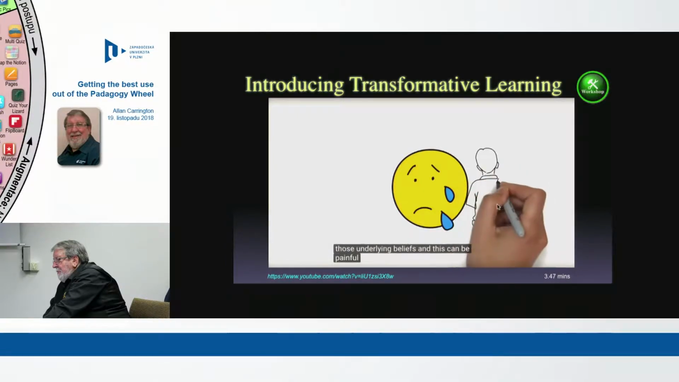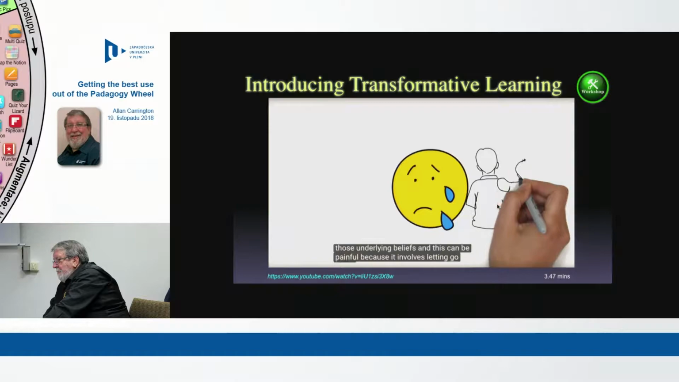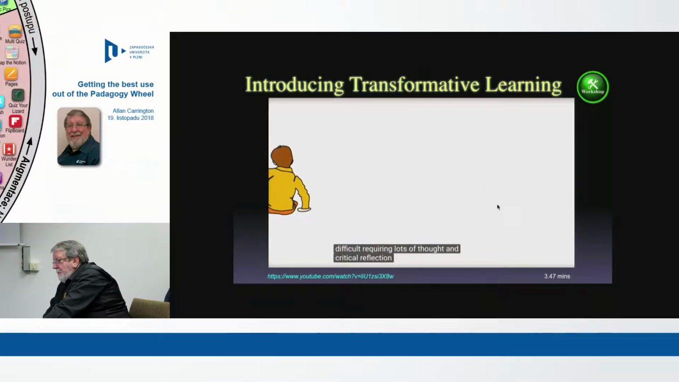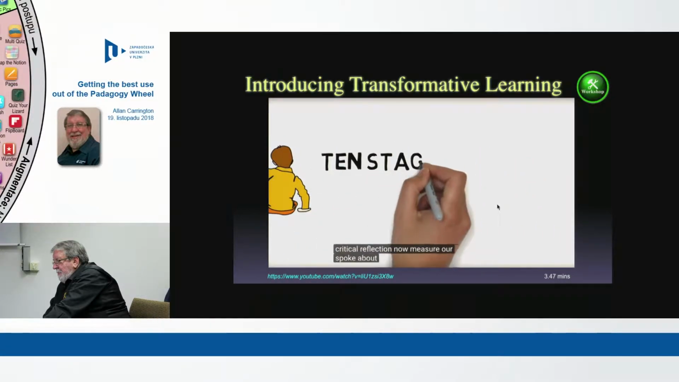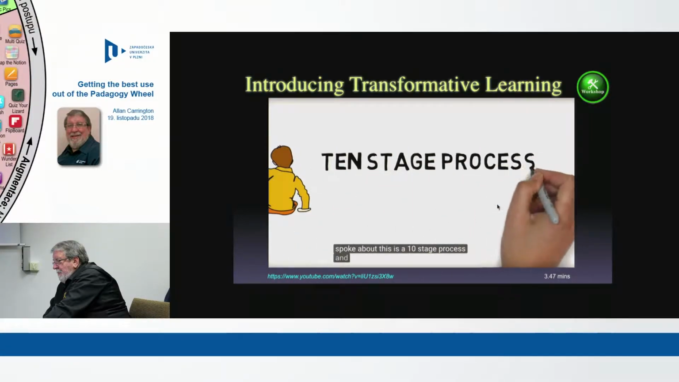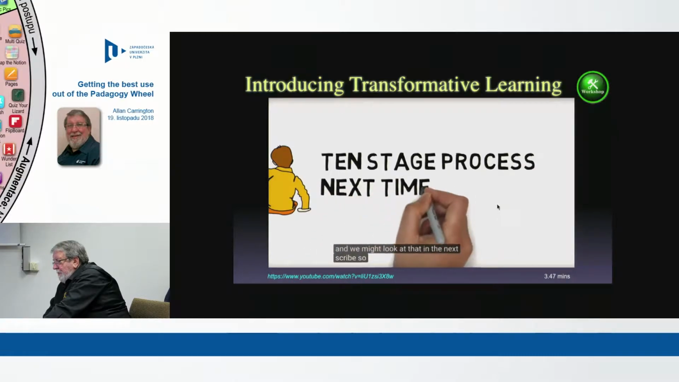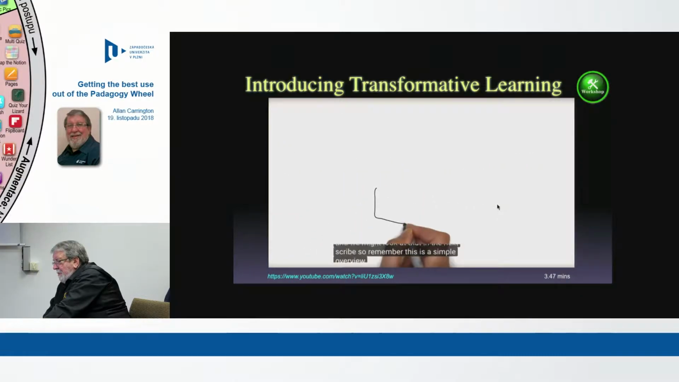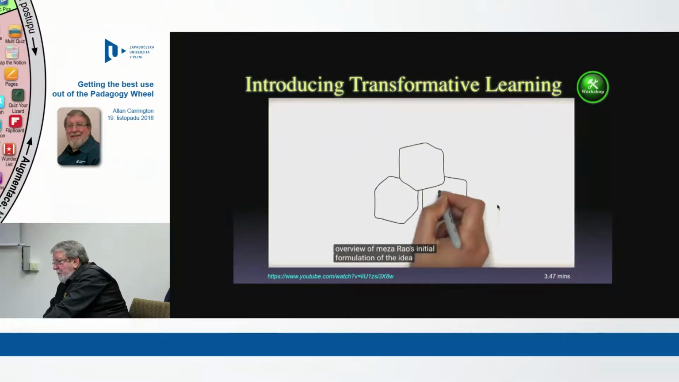And this can be painful because it involves letting go of some dearly held beliefs, and it can be difficult, requiring lots of thought and critical reflection. Now, Mezirow spoke about this as a 10-stage process, and we might look at that in the next scribe. So remember, this is a simple overview of Mezirow's initial formulation of the idea.